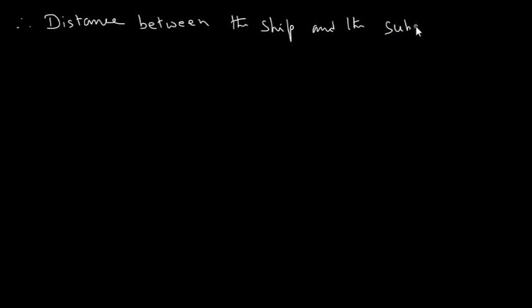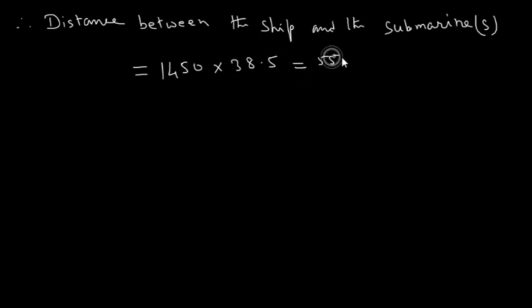Therefore, distance between the ship and the submarine S is equal to 1450 multiplied by 38.5, which is equal to 55.8 kilometer.